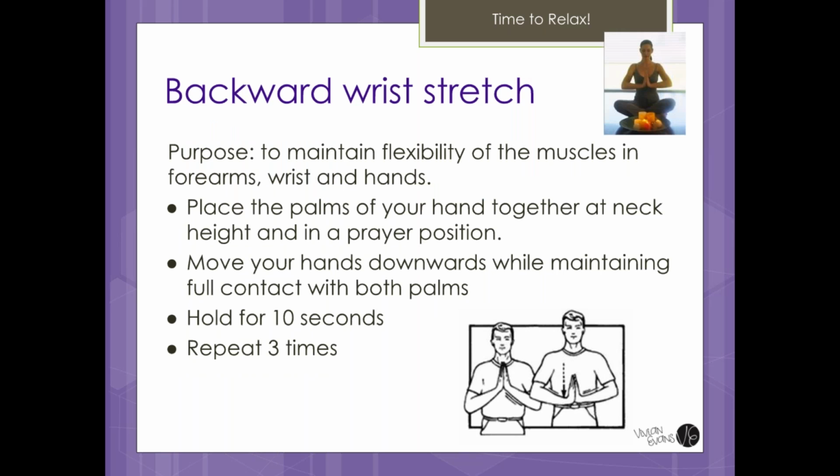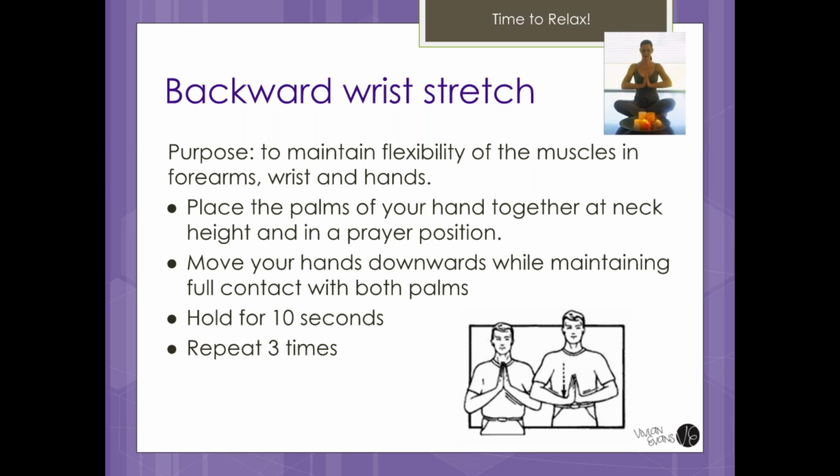So to maintain flexibility of the muscles in your forearms, your wrists and your hands, place the palms of your hands together at your neck. Around about the height of your neck in front, like you're praying, and then move. Keep your palms together and move it down to about waist height. I certainly feel that in my wrist, on both sides, at the bottom and at the top. And you just hold it for 10 seconds. It makes me sit nice and tall too, so that's a good thing.